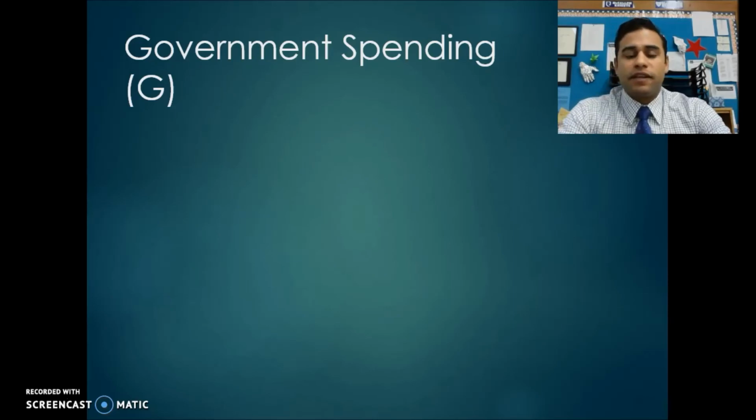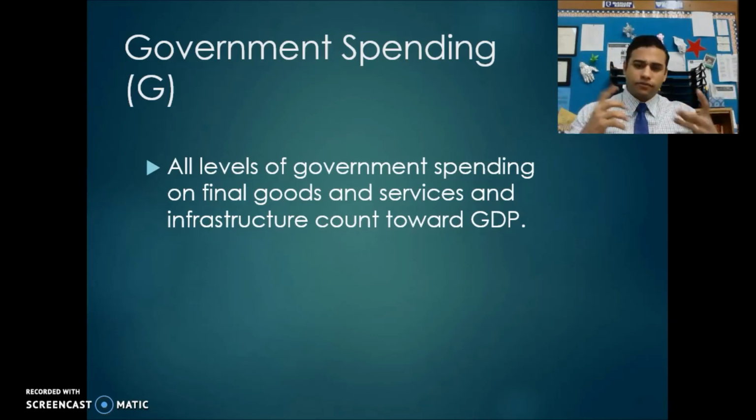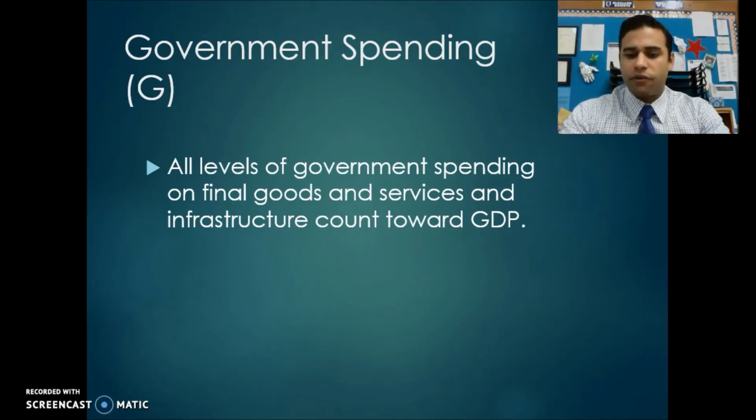We have government spending now, and this is the most straightforward one. All levels of government spending on final goods and services and infrastructure count towards GDP. Maybe the only thing that might come as a surprise or food for thought here is that it's not just the federal government. It's your municipalities or towns, it's counties, it's state governments. They're all spending money, and all of that money counts towards GDP. We're going to actually break down a lot of government spending in the future because government spending is part of fiscal policy, which we'll talk about down the road.